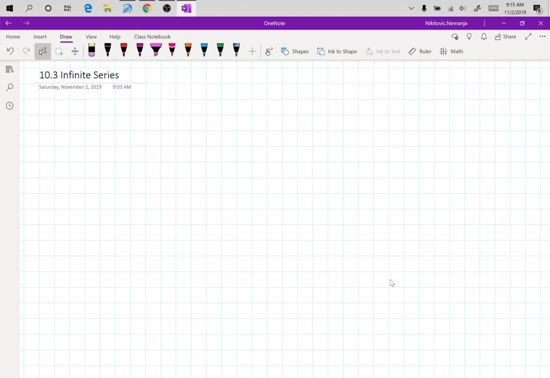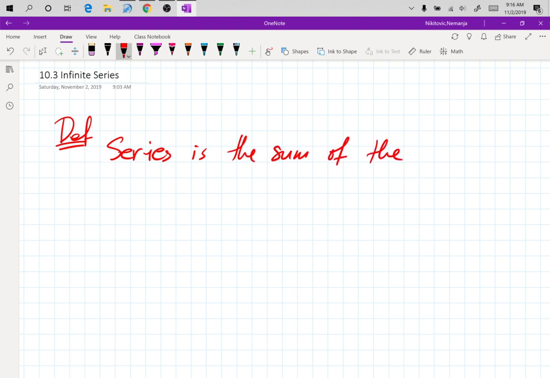Hello and welcome back to Calculus 2 section 10.3 on Infinite Series, where we are going to talk about the series in general, what it means to converge or diverge, and then finally talk about geometric and telescoping series. So we're going to start first with a definition that the series is the sum of the sequence.